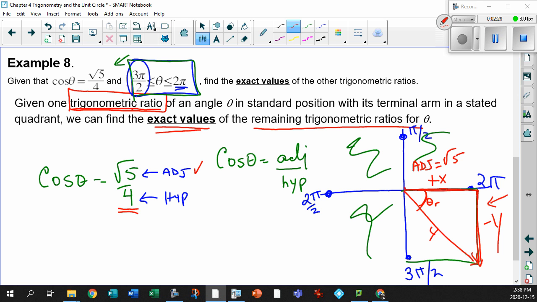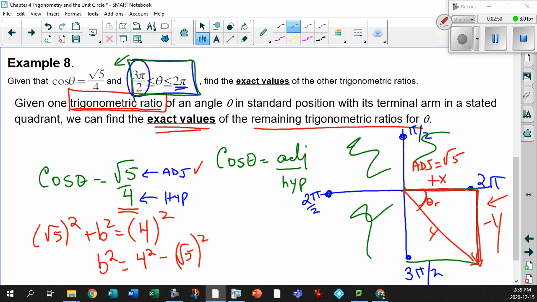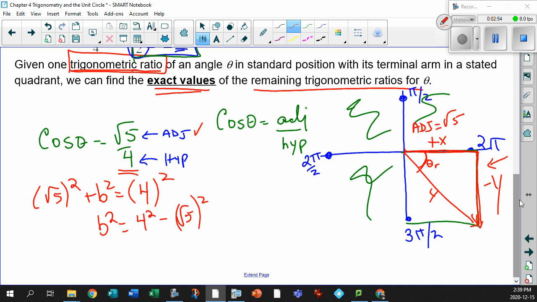I can find out this value, couldn't I? A squared plus b squared equals c squared, baby. You learned this all the way back in grade 8. So here we go. A squared is root 5 squared plus b squared equals c squared, which is 4 squared. This means b squared equals 4 squared minus root 5 all squared. And figuring this out is easy enough. B squared equals 16 minus 5, so that's going to be 11. So b then is root 11. But wait. Since it's down here, that's got to be negative. So this, in fact, has to be negative root 11 because you're going down.